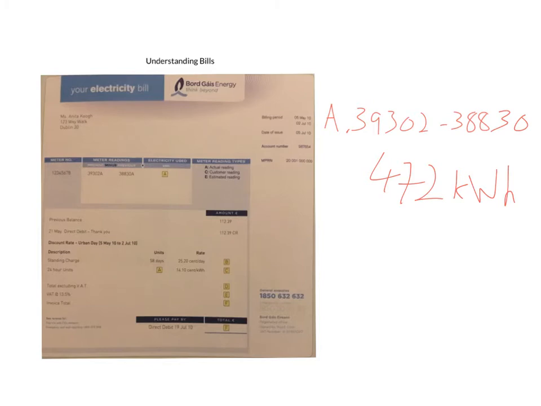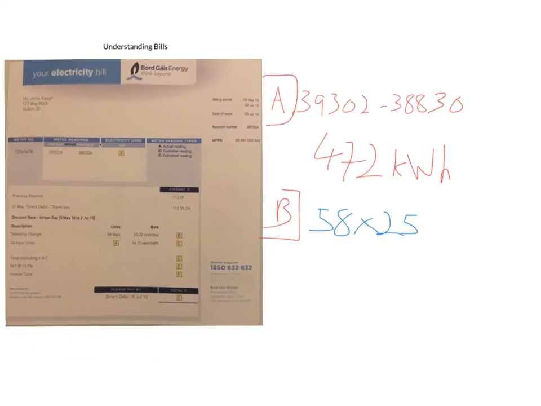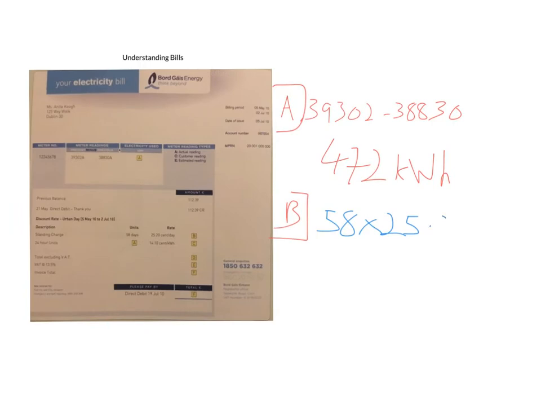So if we want to calculate B then, what we have to think is there's 58 days, and each day she's being charged 25.20 cents. Sorry, 25.20 cents. So for 58 days, it's going to be 58 lots of 25.20 cents. So to get the 58 lots, we're going to multiply it by 25.20 cents.